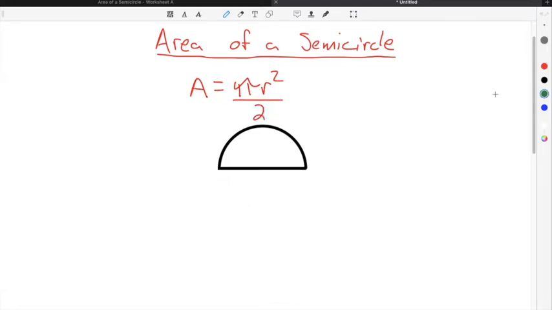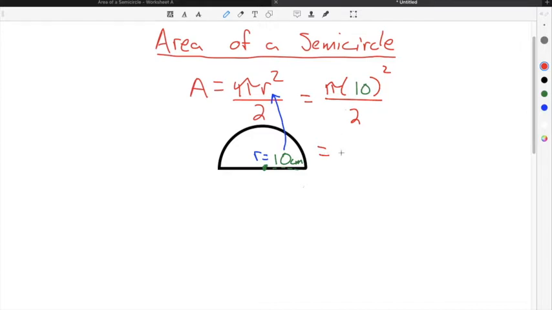So let's say we were given this as an example, and let's say they said that the radius for this was 10. In order to solve for the area of a semicircle, you have to take the radius, which in this case is 10, substitute it in for r, and then solve based on your formula. So our formula says pi times the radius, which in this case is 10, so we're going to substitute 10 in for r, squared, and then we're going to divide by 2.